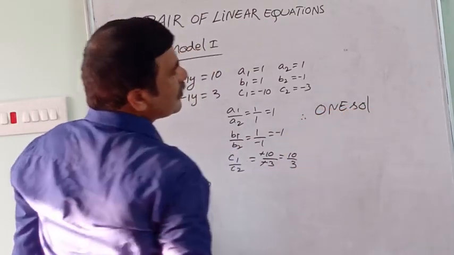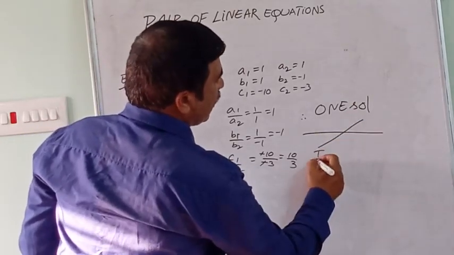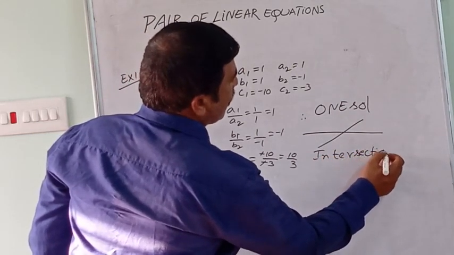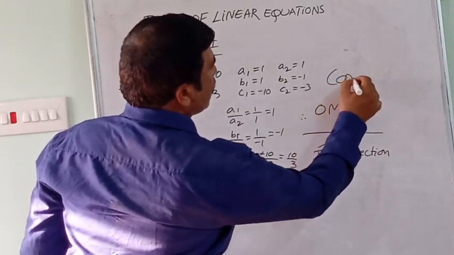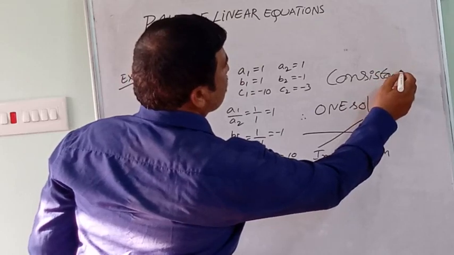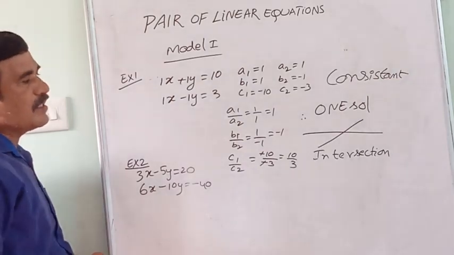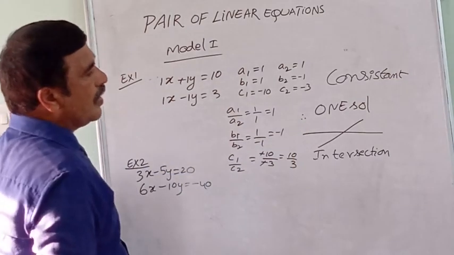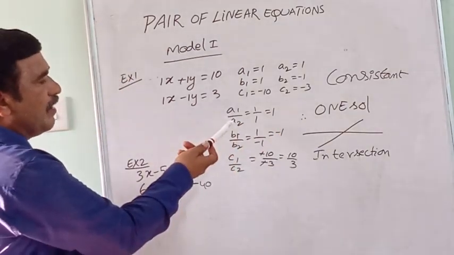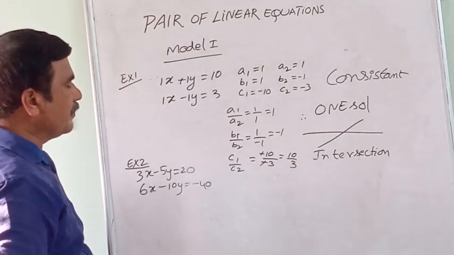This has one solution. Therefore, lines are intersecting. What can we say? Intersecting means one solution, or you can say consistent. These equations are consistent. One solution or infinite solutions means consistent. Now here, one solution. How do you know one solution or intersecting? Just by seeing a1 by a2 not equal to b1 by b2.